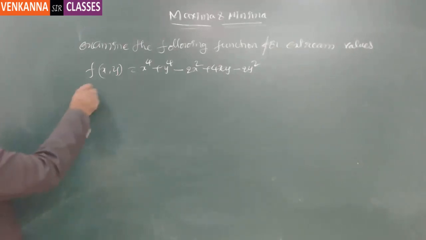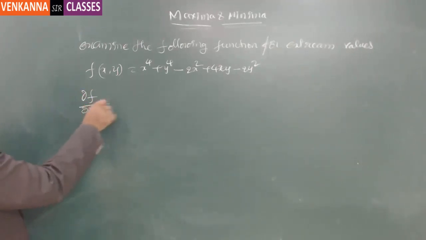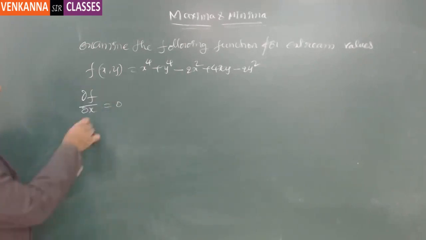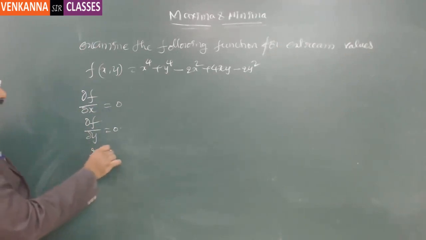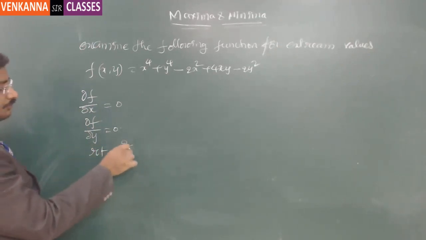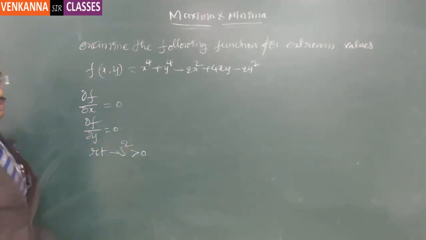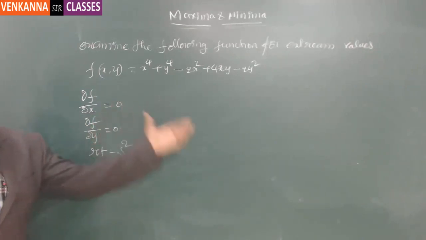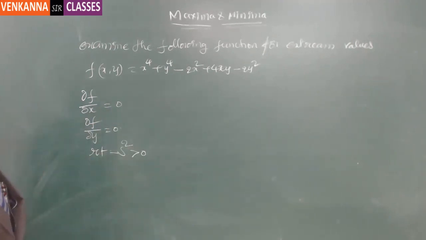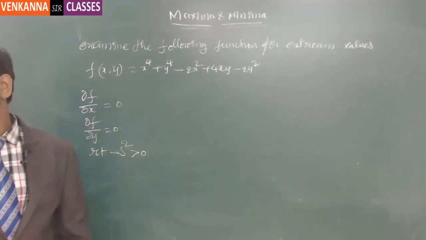So the first thing is you have to equate dou f by dou x equal to 0, and another condition is dou f by dou y is equal to 0. Then you have to find out RT minus S square value. So this has to be greater than 0. Then based on these conditions, we will check whether you are going to get the maximum value or minimum value at the corresponding values.